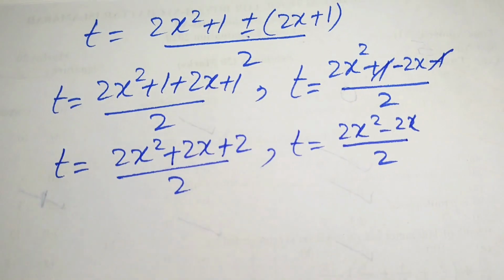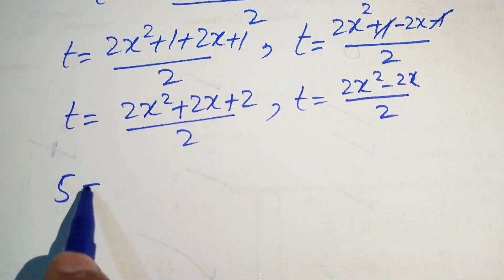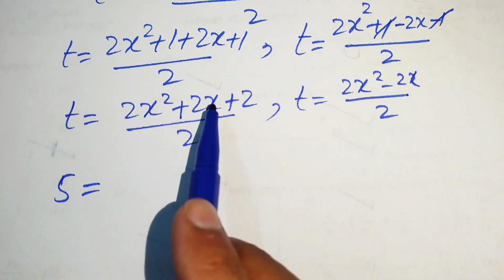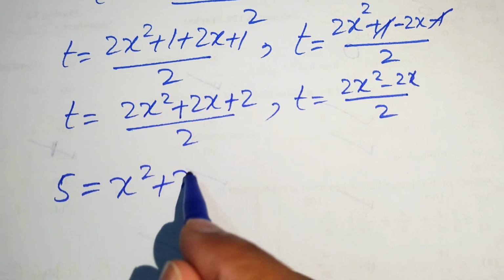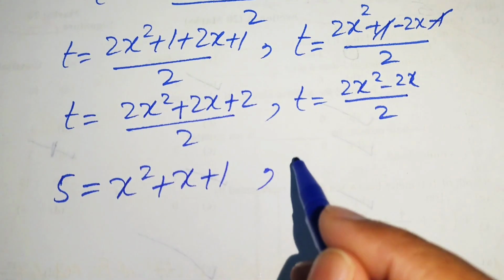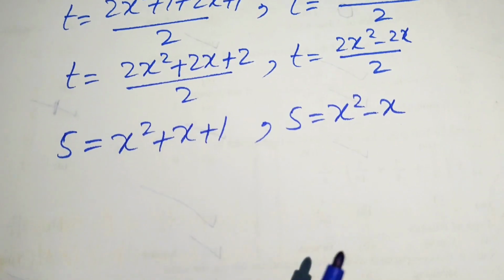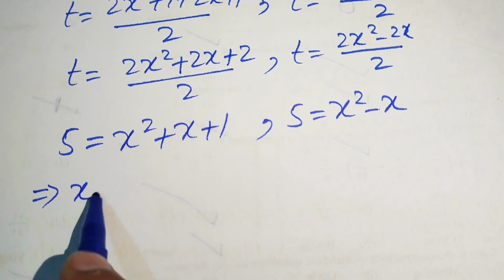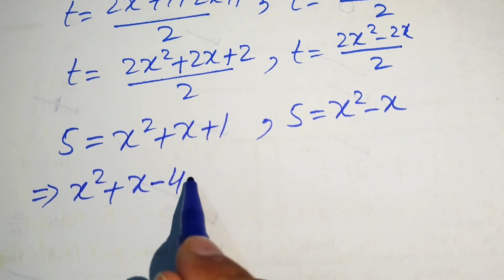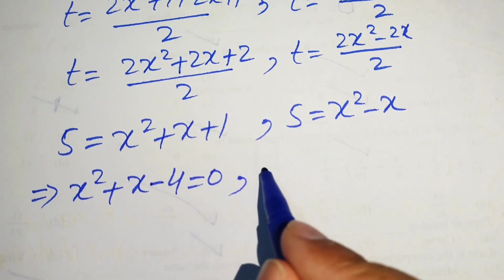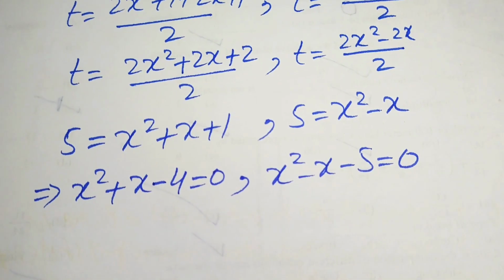And now here we back substitute the value of t, and we take our t equals 5. So this 5 is equal to, here you take common t from the numerator, so these are cancelled by each other and we get x² + x + 1. Similarly here we get 5 is equal to x² minus x, and now we rearrange these two terms and we write it as x² + x − 4 = 0, and in that case we have x² − x − 5 = 0.